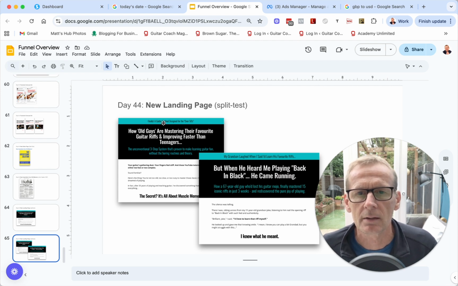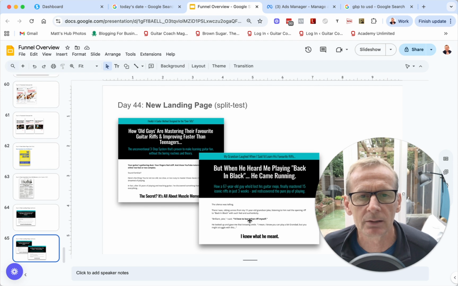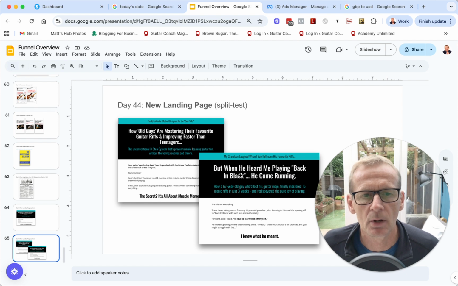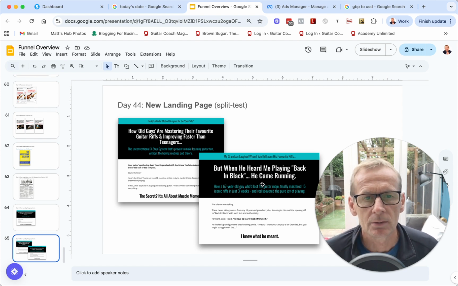The pre-header for this one is "Finally, a guitar method designed for the over 50s." The current version talks more broadly to my audience, about how old guys are mastering their favorite guitar riffs and improving faster than teenagers. Both have that curiosity angle, but this one tries to play into a more personal story, and we'll see whether that resonates with my audience.